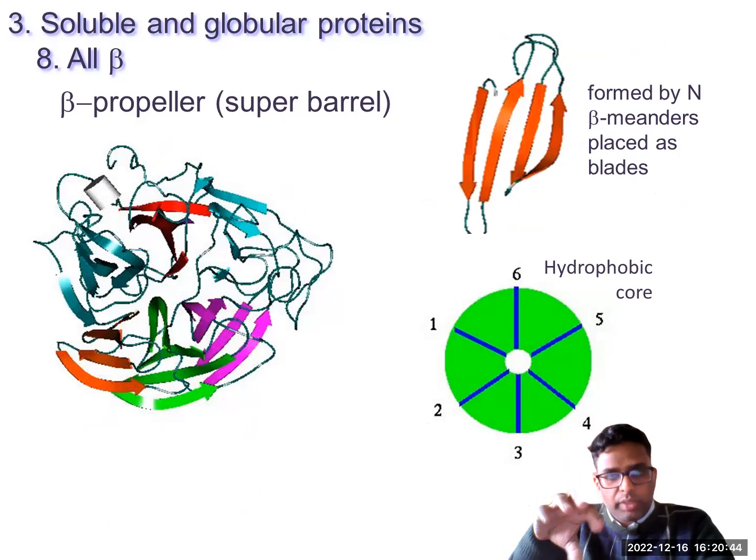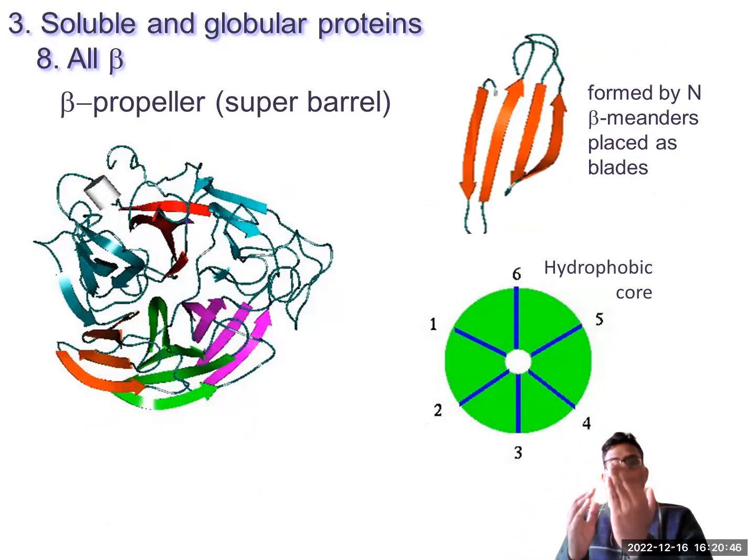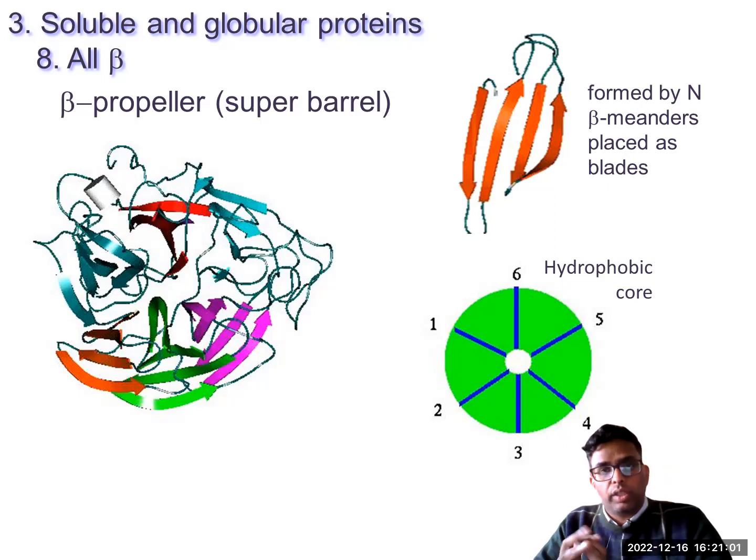So if two or three beta meanders are joined to each other, suppose one beta seed, then a second beta seed, then a third, fourth, fifth, such type of beta seeds. These are beta seed, beta meander. So this looks like a beta seed, then a loop, then a beta seed, then a loop, then a beta seed, then a loop, such type of thing, which is shown in the upper right region in orange color. So if beta meanders are 2, 3, 4, 5, 6, they make a propeller-like structure, a super barrel-like structure, and they also have a hydrophobic core.